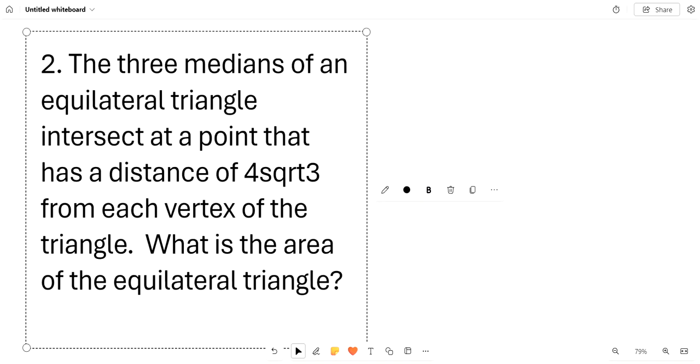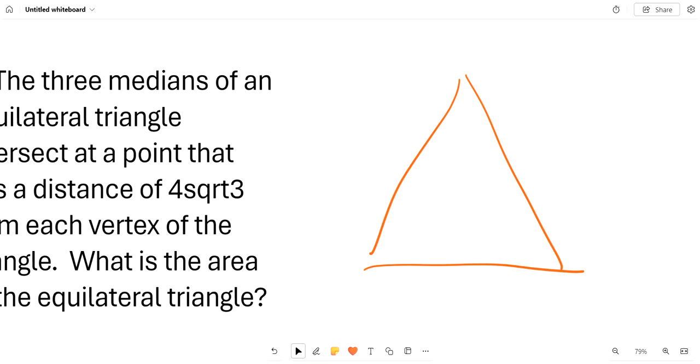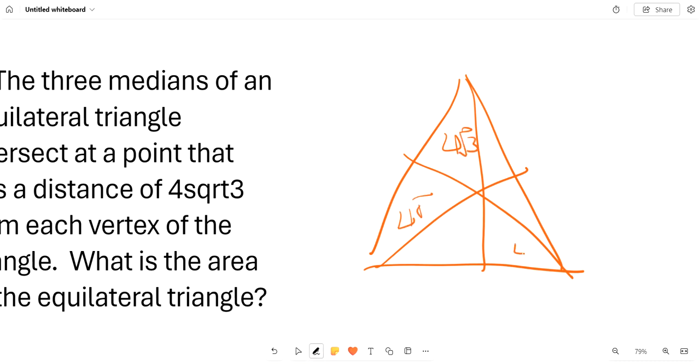So problem number 2 says the 3 medians of an equilateral triangle intersect at a point that has a distance of 4 square root 3 from each vertex of the triangle. What is the area of the equilateral triangle? So let's say this is the equilateral triangle and these are the medians. And we know that this is 4 root 3, 4 root 3, and 4 root 3.